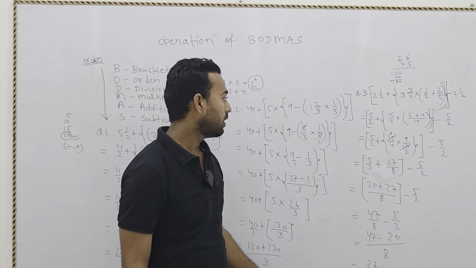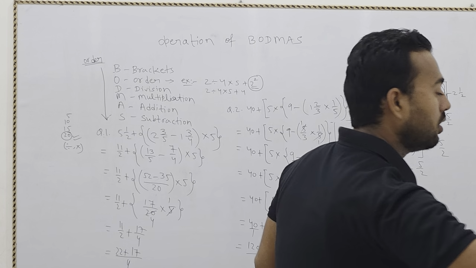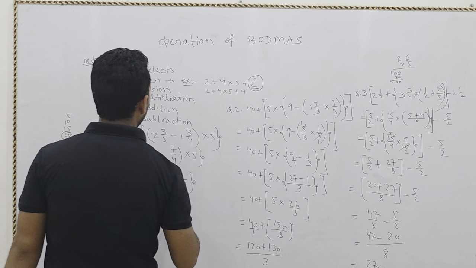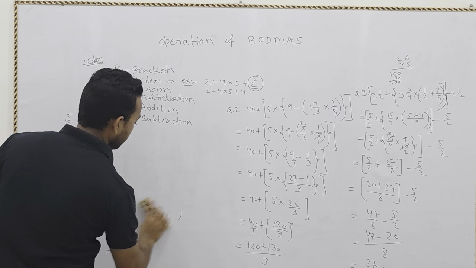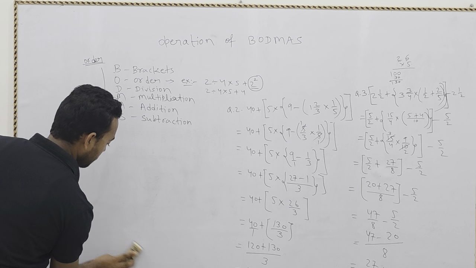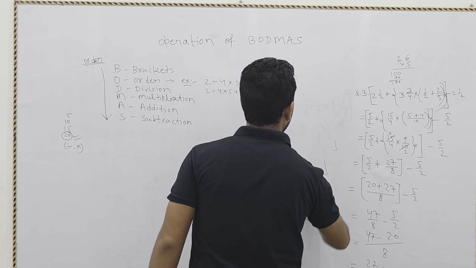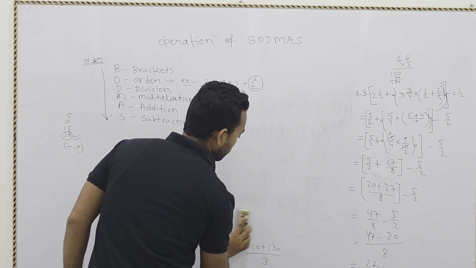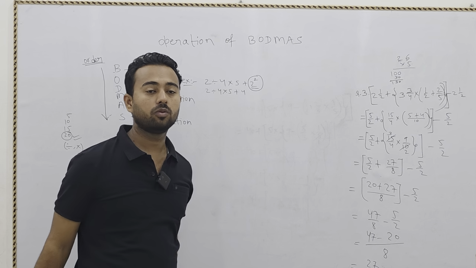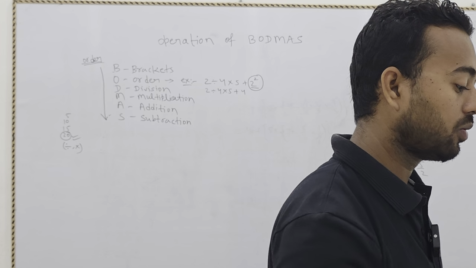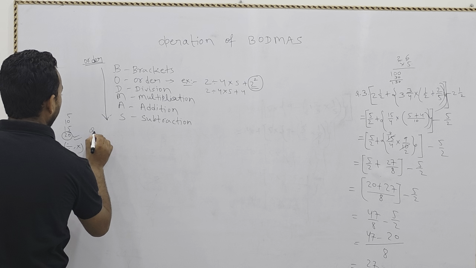I hope you understood. Now the first, second and third questions we have completed. So now we will move ahead to question number 4, then 5, 6 and 7. We will solve many questions, so please stay with me so that you will get to know about the operation of BODMAS very clearly. So now we are going to solve the next question, that is question number 4.